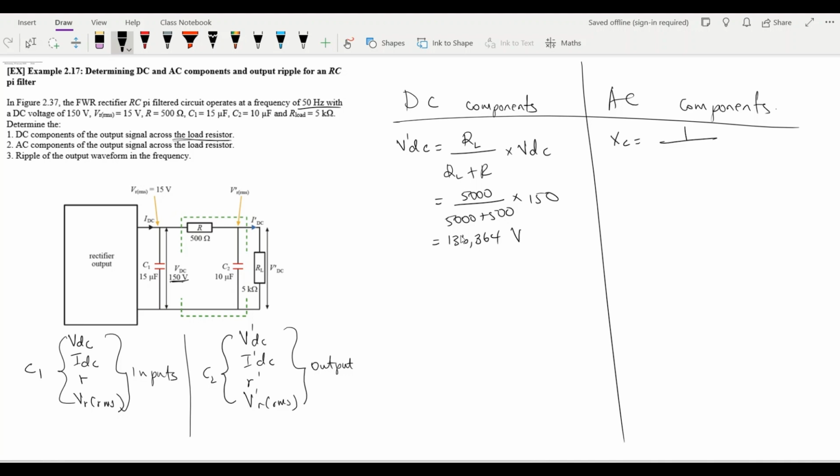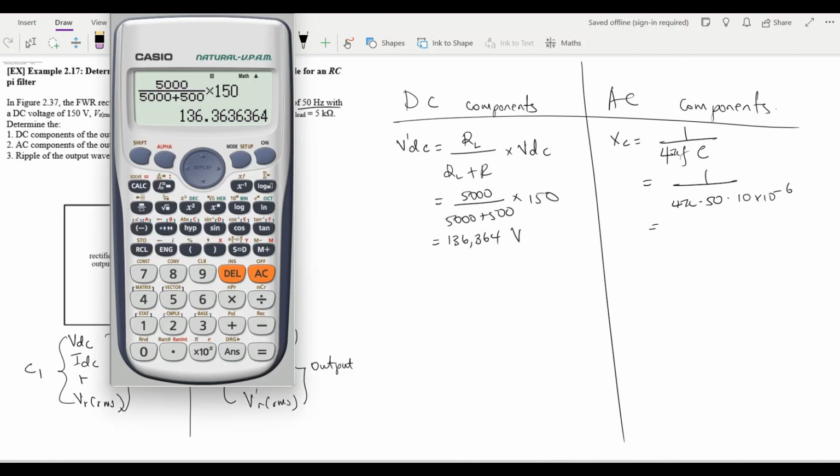Now, I said this is a full wave rectifier. Therefore, instead of me putting 2 pi fC here, I will put a 4. Check your equation. This will be there in that equation. This is 4 pi 50, and the capacitor across the load resistor is 10 exponent negative 6, that is 10 microfarads, right?